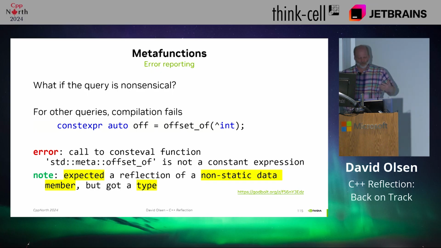So this note is unfortunately buried among a bunch of other notes because the compiler is not good at knowing exactly what information of the context is most useful. But it's there if you know to look for it, telling you exactly what you did wrong.